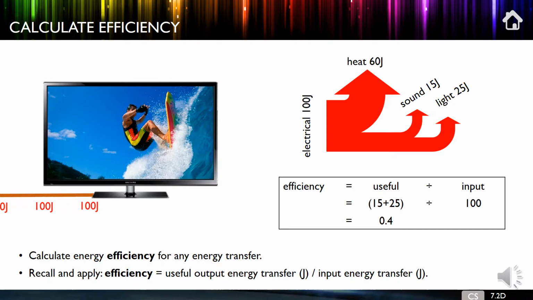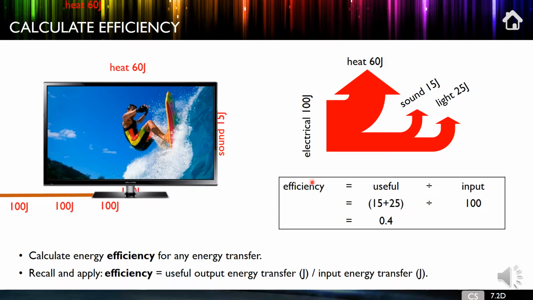So here we meet the idea of efficiency. So we can rarely make a device that transfers all the energy into something we want. So our example here is a TV, and we want our TV to create light, and we want it to create sound, but we don't want it to create heat. That's not its purpose, but still a fair chunk of it will inevitably turn into heat.